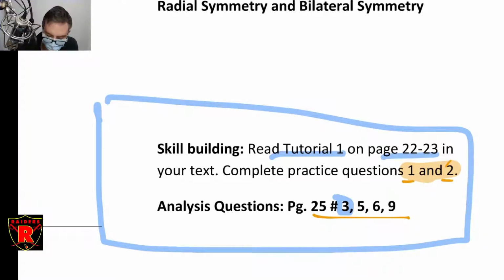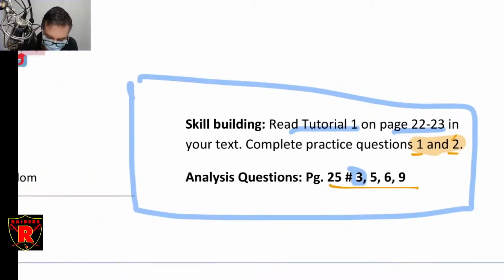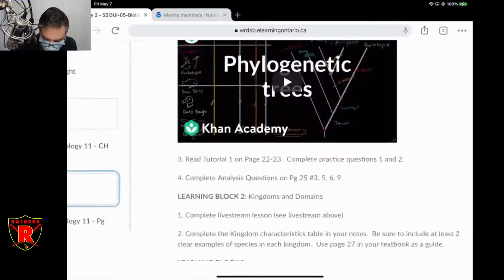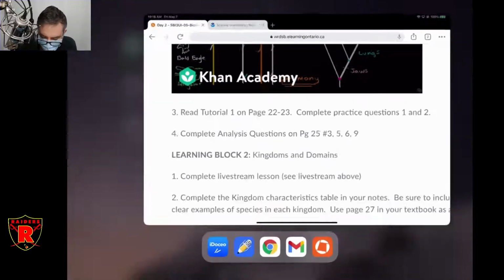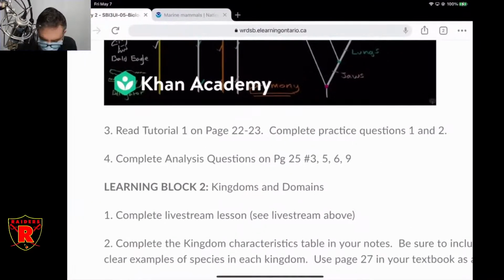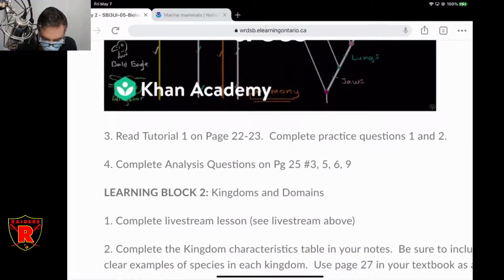And then there are some analysis questions that go along with this. Again, they're all summarized on Brightspace as well. It's questions 3, 5, 6, and 9. It's written in Brightspace right here.